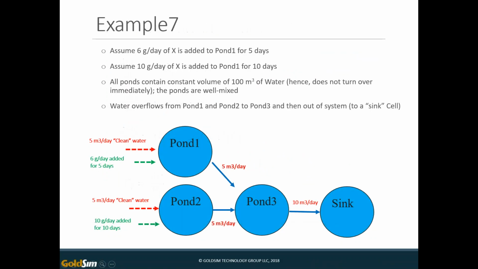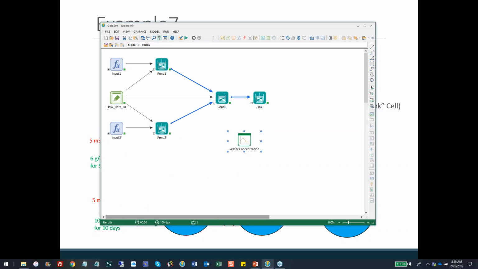So one of the things I haven't talked about is how does GoldSim do this? How does it do these calculations? Let me just take a second to show you what GoldSim actually did. So in this system that we just drew, how did GoldSim solve this system? Because this is all the elements that I built. That's the whole model.